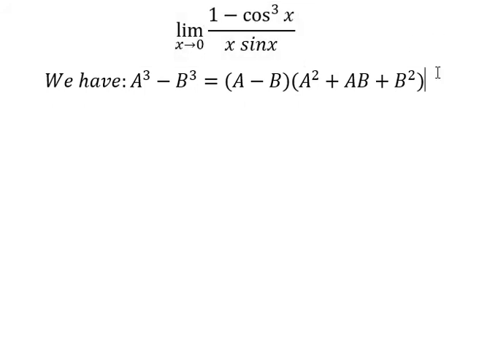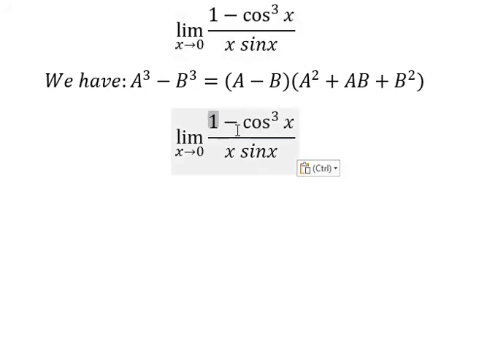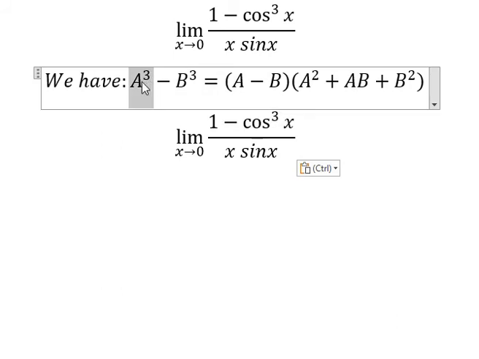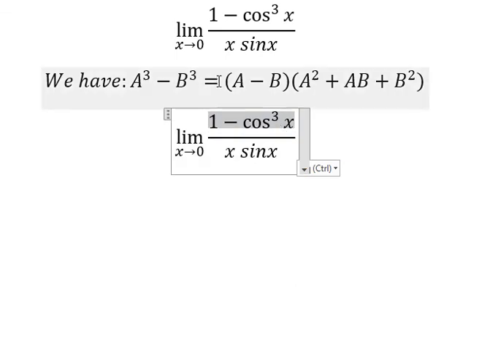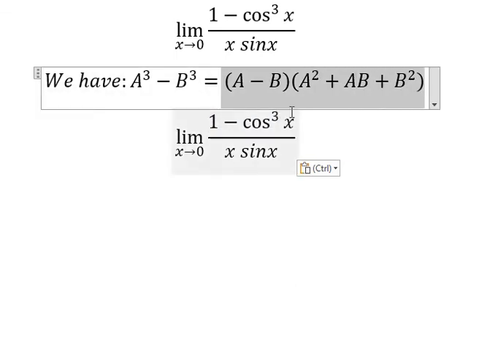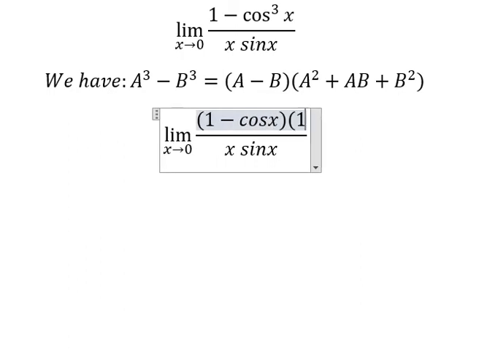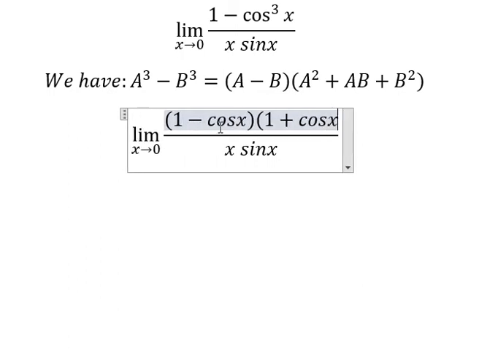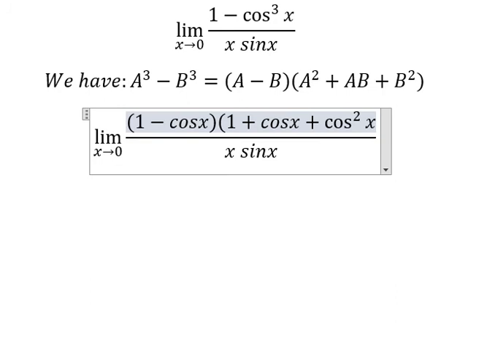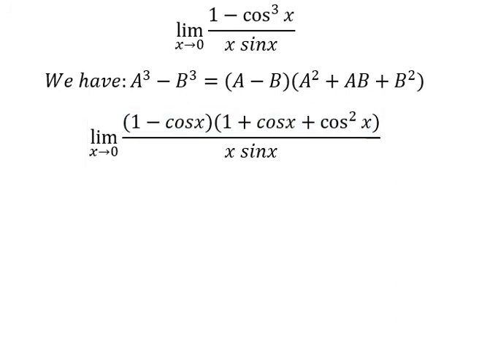So if we look carefully about this one, we see that this is about a to the power of 3 minus b to the power of 3. Now we need to transform this one into this one. Next, we have the second formula in here.